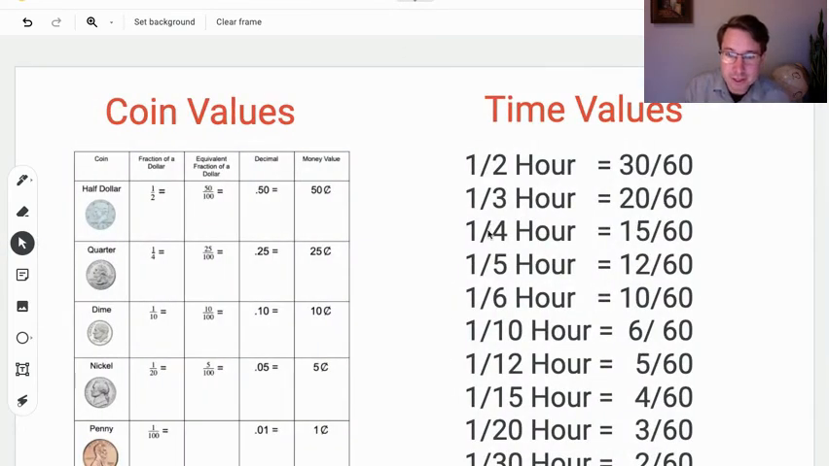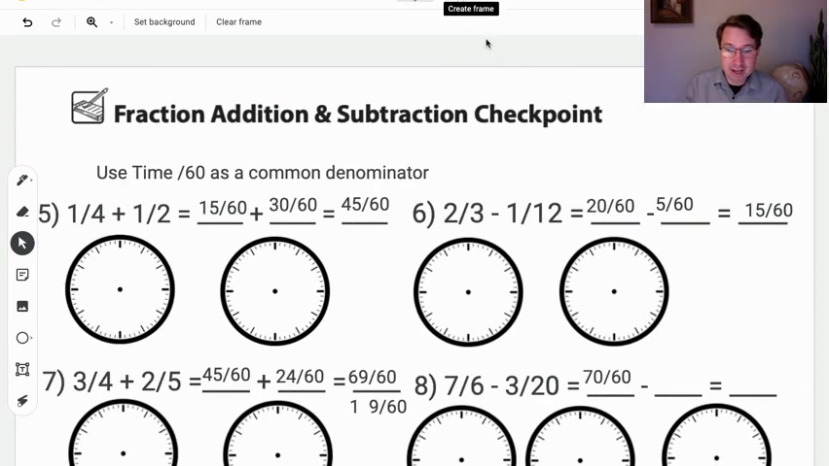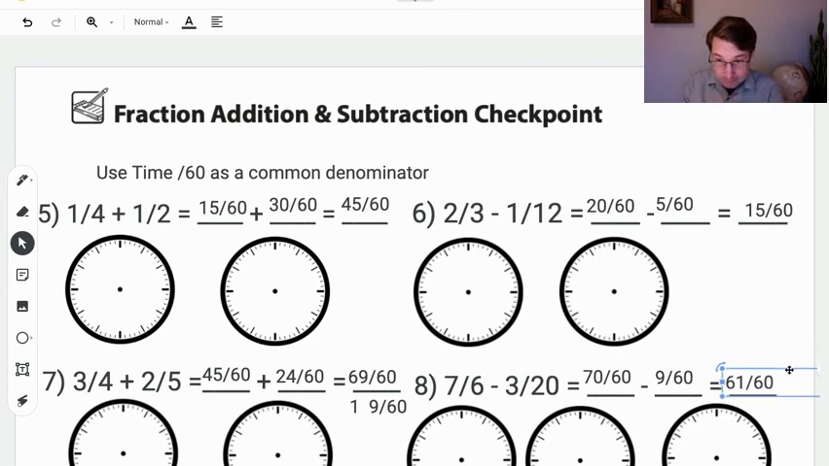Let's take a look here. A 20th of an hour, that's 3 minutes. The other way of thinking about that is 60 divided by 20, or 6 divided by 2 is 3. 3, but it's 3 sets of them, so 3 times 3 is 9 60ths. 70 60ths minus 9 60ths is 61 60ths. 61 60ths.